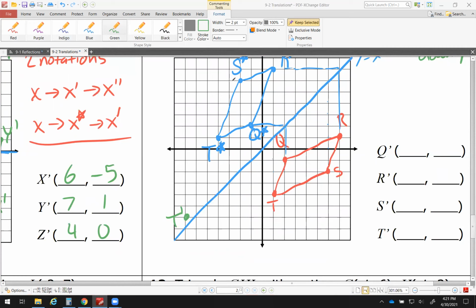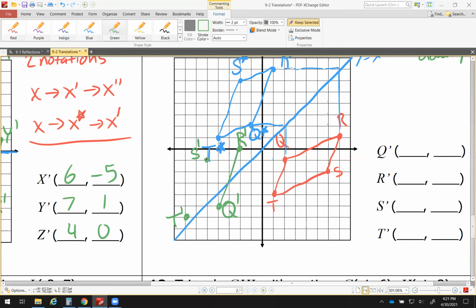S star will go 1, 2, 3 to the left and 1, 2, 3, 4, 5, 6, 7 down. There's S prime finally. R will go 3 to the left, 7 down. 1, 2, 3, 4, 5, 6, 7. There's R prime's final resting place. And Q prime, 3 to the left, 1, 2, 3, 4, 5, 6, 7 down. There's Q prime right there.